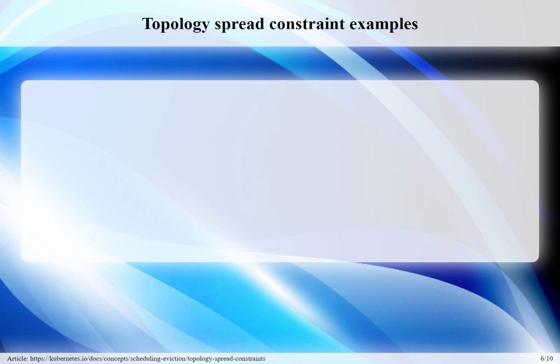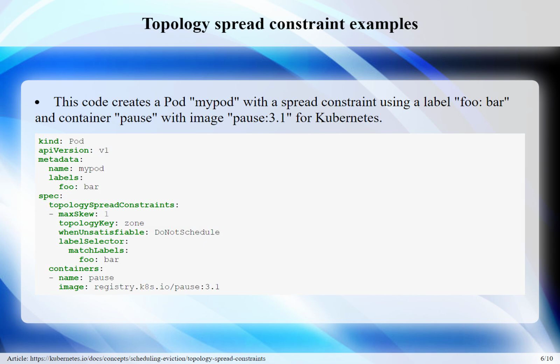Topology spread constraint examples. This code snippet defines a pod named myPod with a label foo bar and sets a topology spread constraint with a maximum skew of 1. Topology key is zone. When unsatisfiable is do not schedule, and a label selector with a match label foo bar. The pod also contains a container named pause with an image registry.k8s.io/pause:3.1.